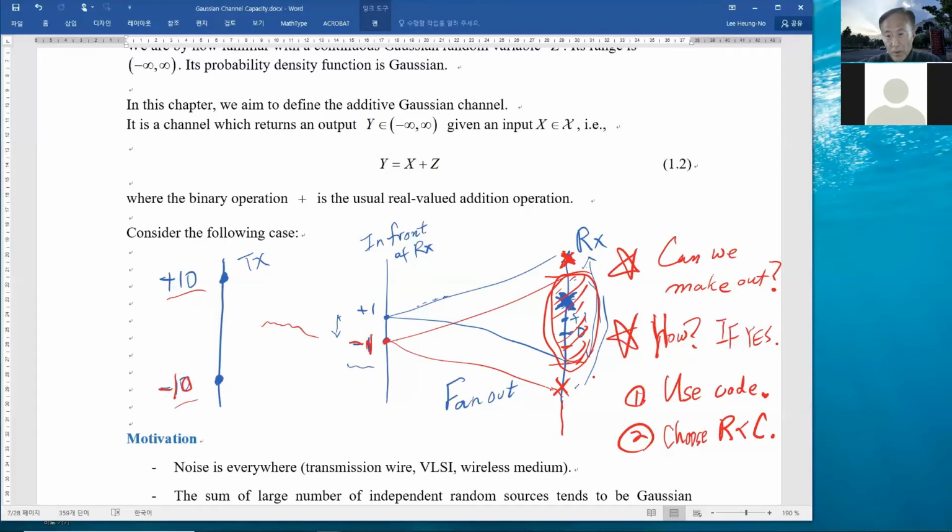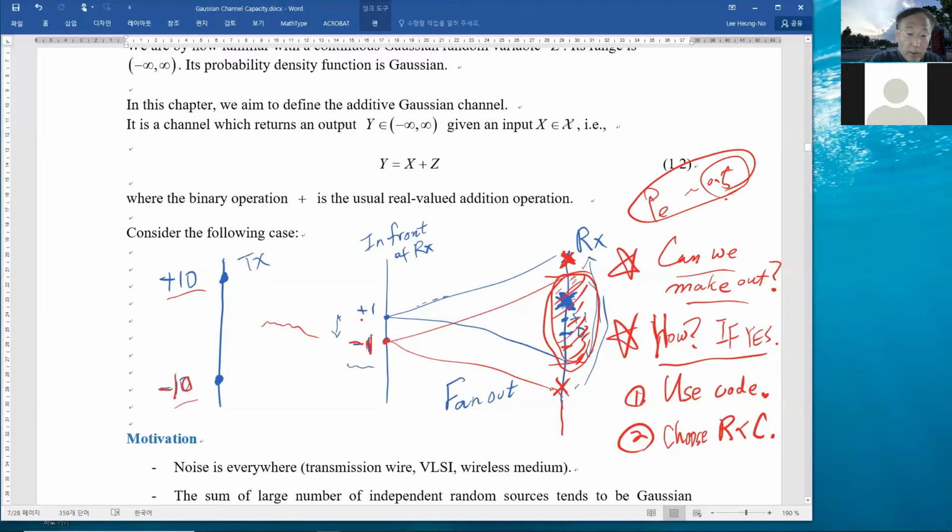Okay. So can we make this out in this particular case? If this is the case, the probability of error will be very large, right? Maybe close to 0.5, something like that. And can we make this error disappear? If it is possible, how can we do that? Okay, so that's the type of question that we need to ask.